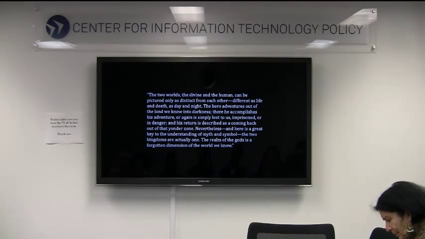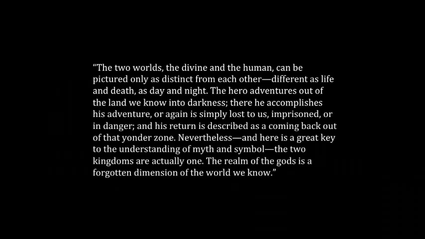Campbell writes of the journey of the hero into the other world and back again. That the two worlds, the divine and the human, can be pictured only as distinct from each other. Different as life and death, as day and night, as human and machine, perhaps. The hero adventures out of the land we know into darkness. There he accomplishes his adventure, or is again simply lost to us, imprisoned or in danger.